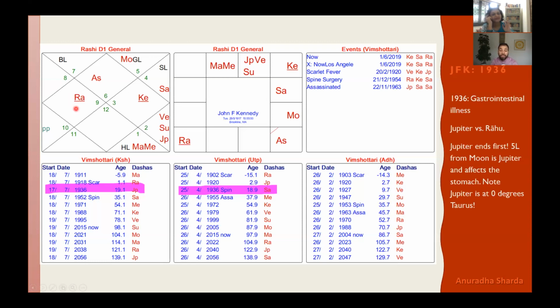Somebody will say, oh, but Visti, Rahu is in the 5th from the moon. Could Rahu have done it? I will not say no to that. But I do see it works with Jupiter. It does work.